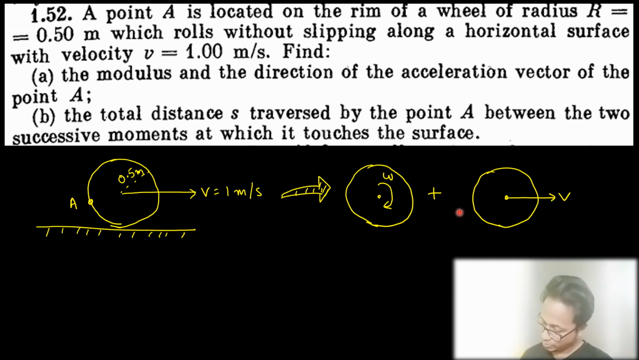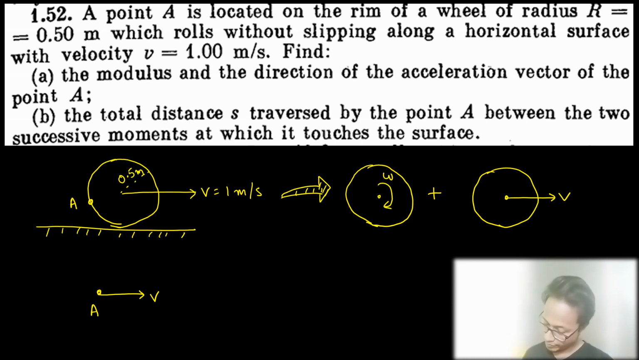Now let's take this point A. Due to sliding motion, the point A will have velocity v. Is there any sliding acceleration? This velocity is constant, no? So the acceleration due to the translational component is equal to 0. Now for the rotational component.